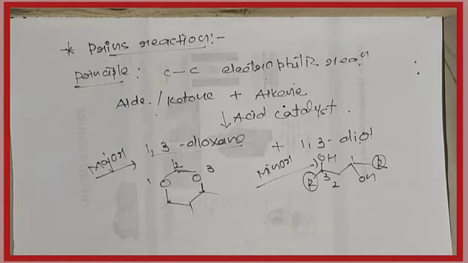So your starting material is an aldehyde or ketone, and the other starting material is the alkene, catalyzed by an acid catalyst. We can add H2SO4, HCl, any acid catalyst which can donate H plus. Now suppose we discuss the reaction part.